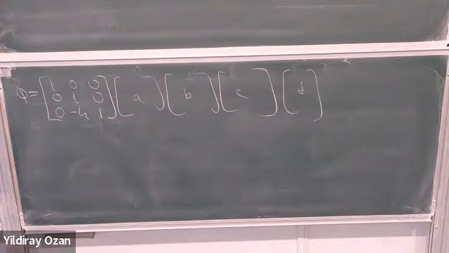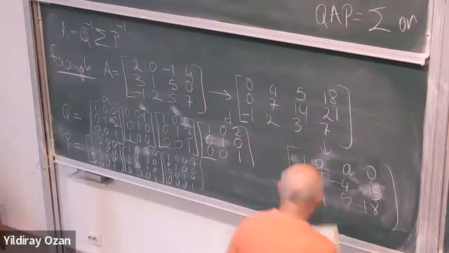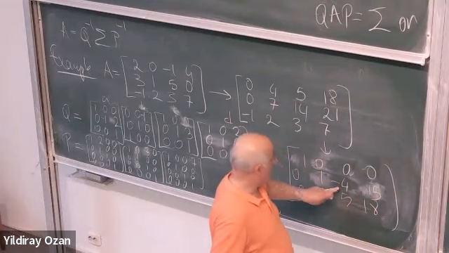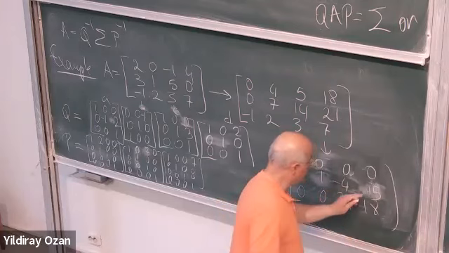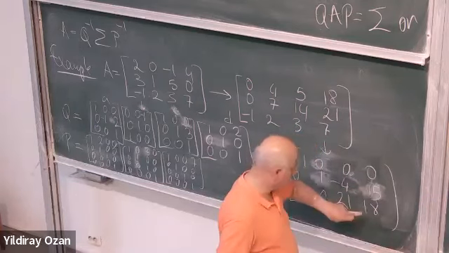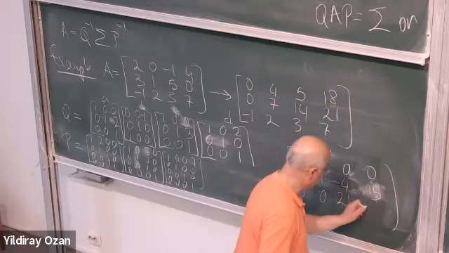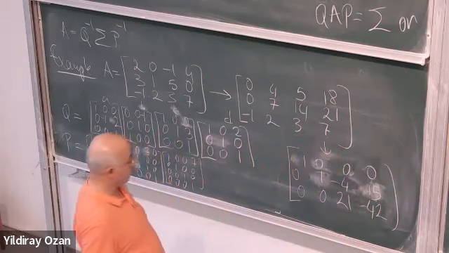If I multiply by minus 4 and add, so when I multiply this by minus 4 and add to this one, what I will get: 0, multiplied by minus 4, 16, 21, multiplied by minus 4, minus 60, minus 42. So this is what we get.